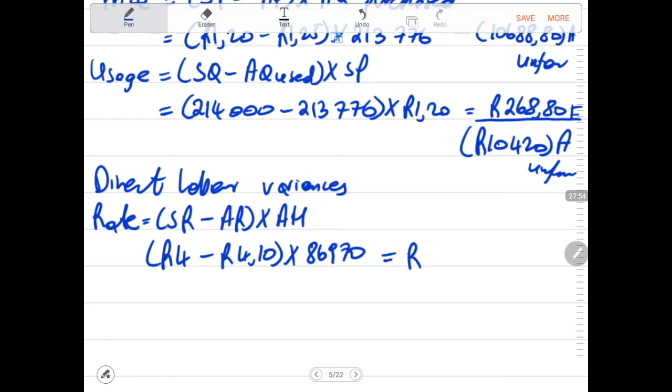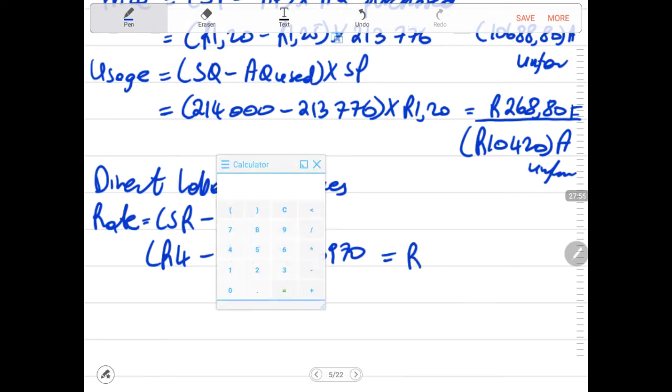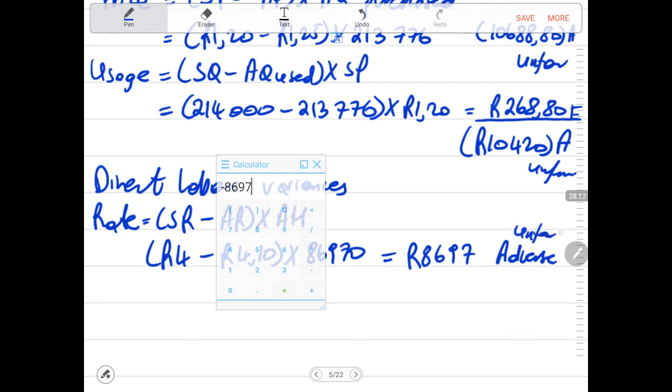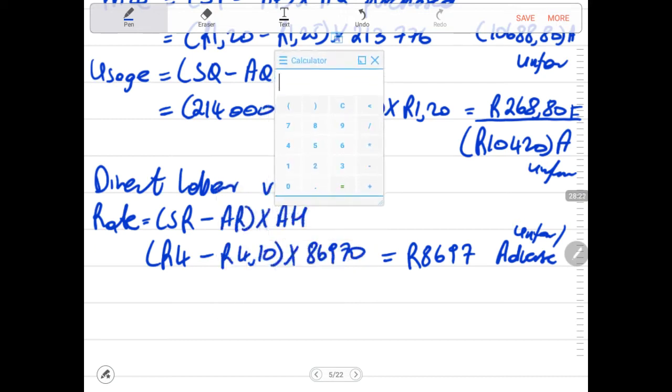Then now we look for that variance. Check if it is favorable or unfavorable. Unfavorable, obvious. 4 rand minus 4 rand 10 cents times by 86,970. This will be 8,697. That will be adverse, meaning unfavorable, because we paid a higher cost than we're supposed to have paid. Then we go to the labor efficiency.